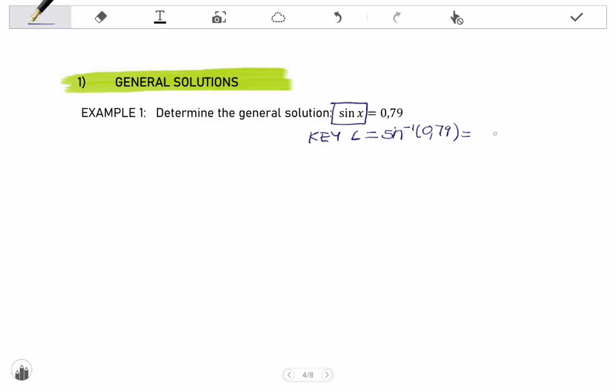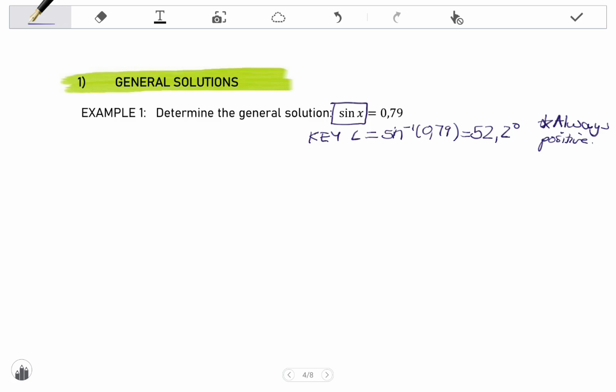And angles, we round off to 1 decimal place. So here my key angle is 52,2 degrees. I just want to point something out. My key angle is always positive. Okay, we have to ensure that it's always positive. If it's negative, you've done something wrong. And I'll mention that in another example.